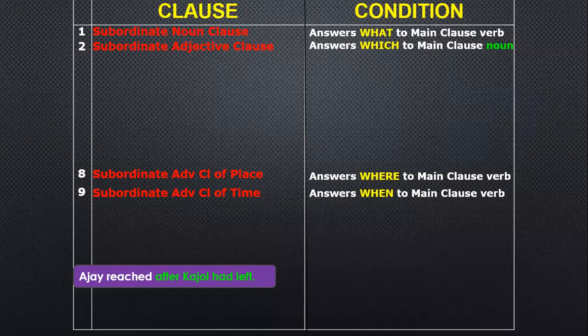Then we come down to the question when, that is, when did Ajay reach, or Ajay reached when? As soon as Kajal had left, after Kajal had left, when Kajal had left. See, these are the types of conjunctions that can be added, and they all answer the question when. So it doesn't really matter which type of conjunction we use. The main step is to ask the question and get the answer. And that's how we get subordinate adverb clause of time.